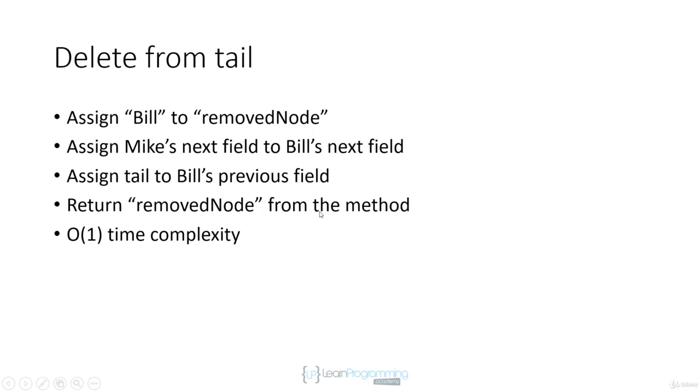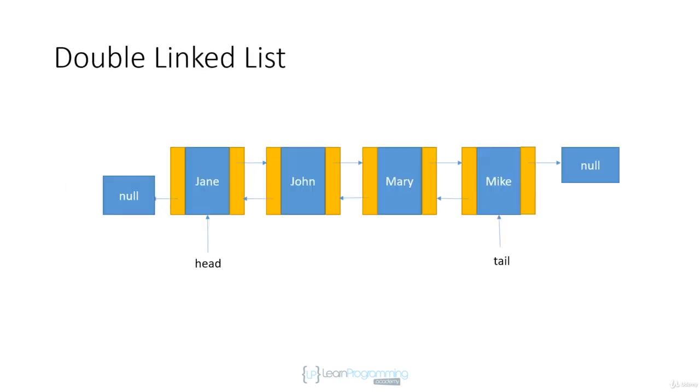And once again, we can do this in constant time. It doesn't matter how many items are in the list. If we want to delete an item from the tail, we can do it using the same number of steps. And so after the deletion, we'll have this situation where Mike is now the tail and Bill is gone.